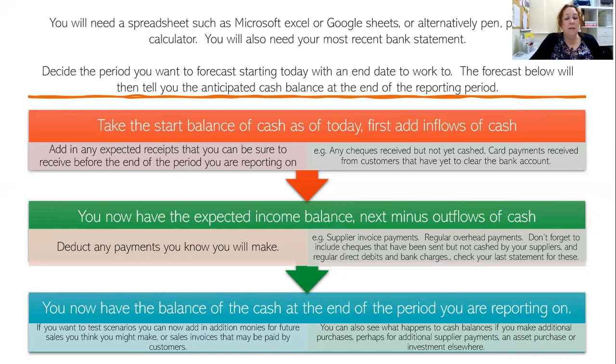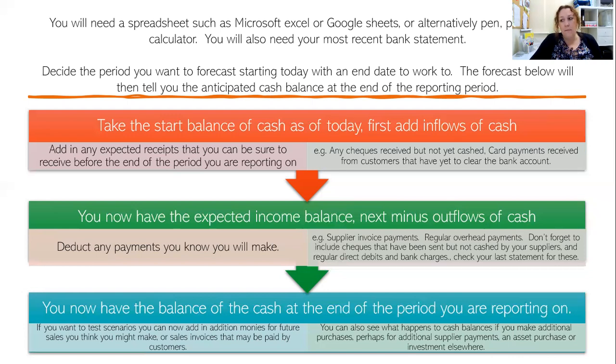Obviously, the longer the period, the less accurate it will be because you are making more and more guesses as to what will happen in the bank account. If we're doing a short period like a week or even a month, you can be more accurate with it. So what we do is we take the starting cash balance. And when we talk about cash balance, we don't just mean cash that you have in your hand.